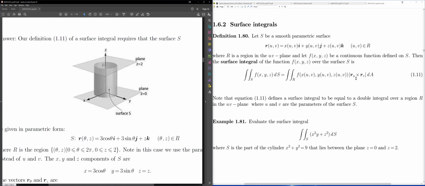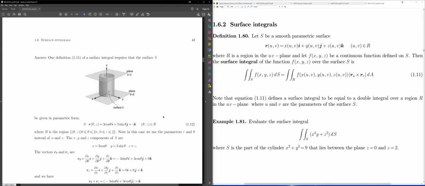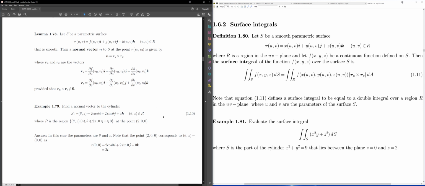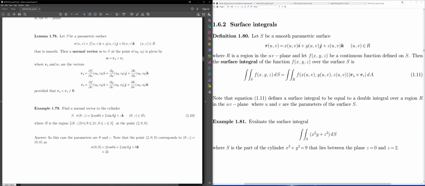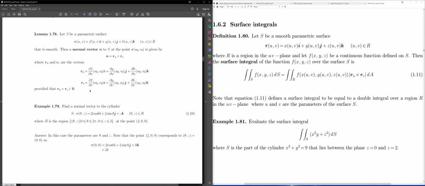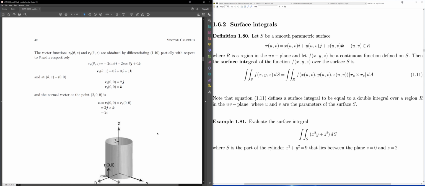You're going to have this term which is Ru cross Rv, and you take the modulus of that, so you take the length of it as a vector. We saw examples of what Ru cross Rv is already. For this cylinder, where this is your parametric description, we worked out R theta and Rz. What you need to do is take the cross product of R theta and Rz if you had a problem with a cylinder.